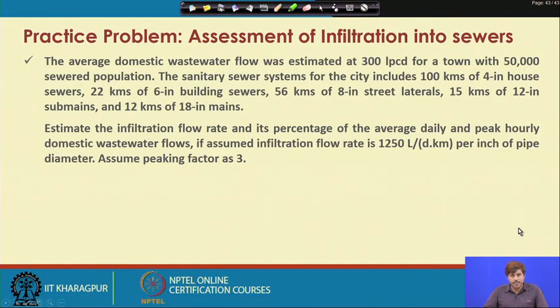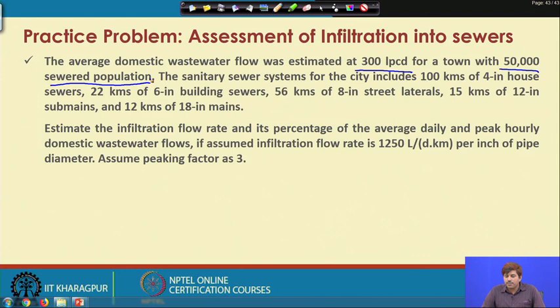Let's move to the next practice problem, which is on the assessment of infiltration into sewers. So, how much infiltration volume is being added to the sewer. The question is that the average domestic wastewater flow is given as 300 LPCD, liters per capita per day, for a town with a 50,000 sewer population. Remember, this is not the water demand or water consumption as in the previous question. This says the wastewater flow directly, so the wastewater flow is given to us, right. That is 300 liters per capita per day and total population is 50,000.